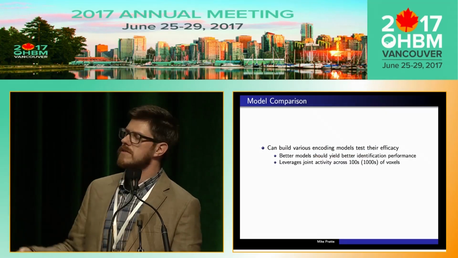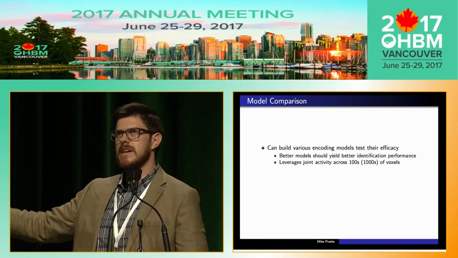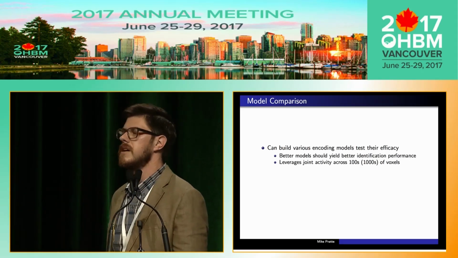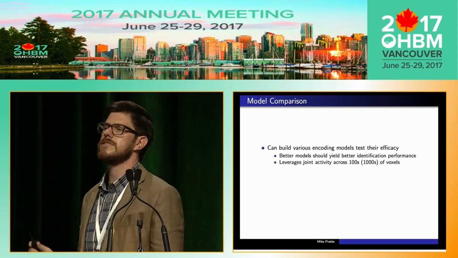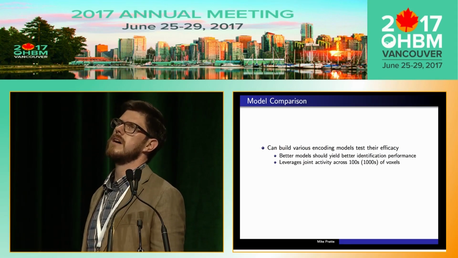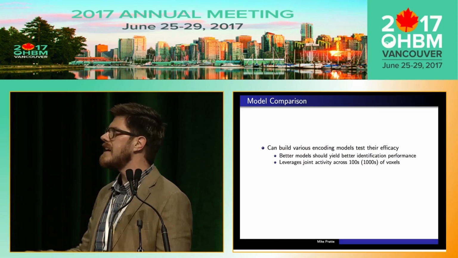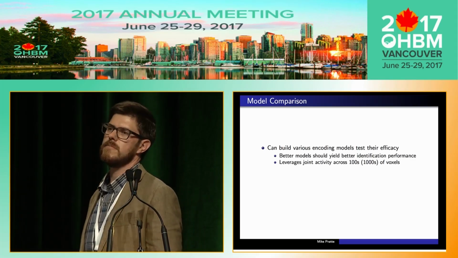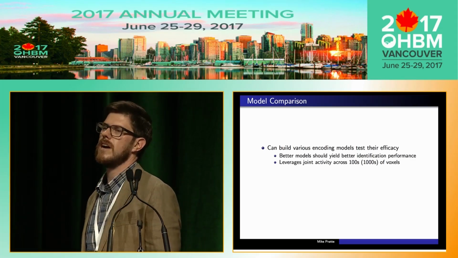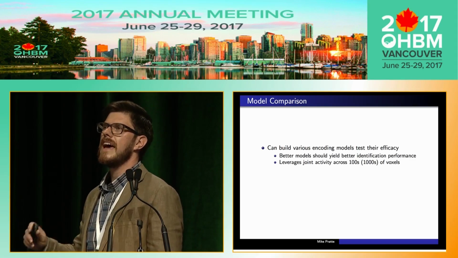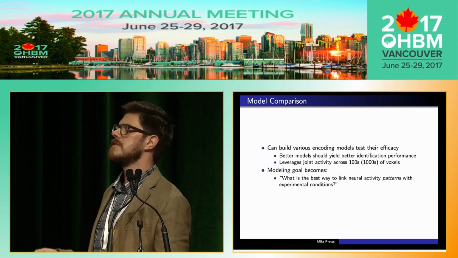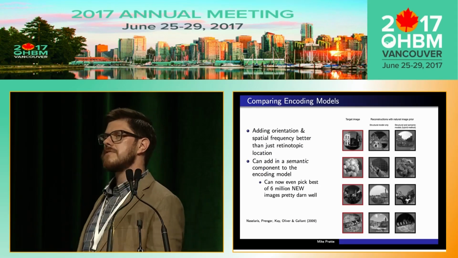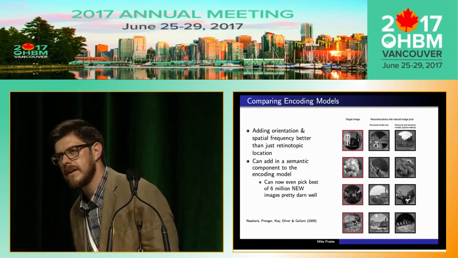Okay. So this is, again, a parlor trick. I can decode what you're seeing. I can see what you're seeing. But this encoding approach has a really fundamental leg up in doing science. And that is that because the model is substantive, I can build different models, and I can try to figure out what you're thinking or what you're seeing, and I can now test which model does a better job than other models. So for example, when they added spatial frequency and orientation, their model did better.